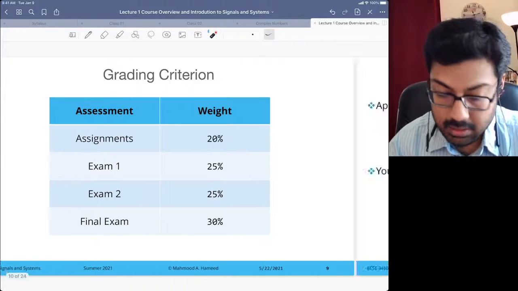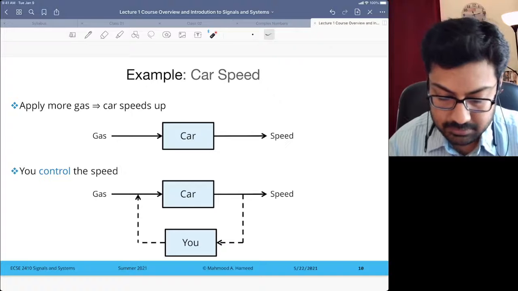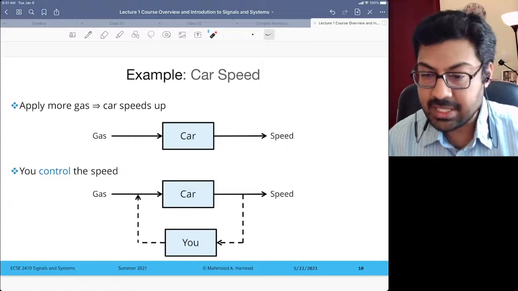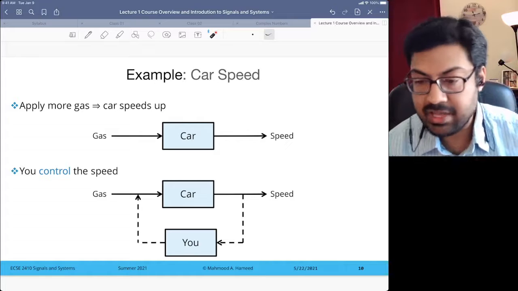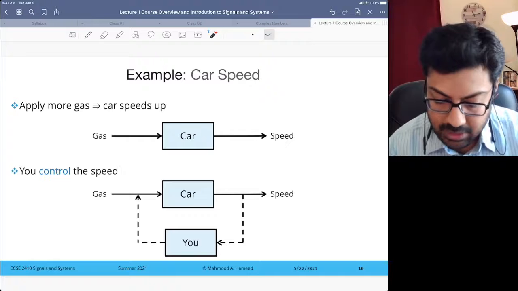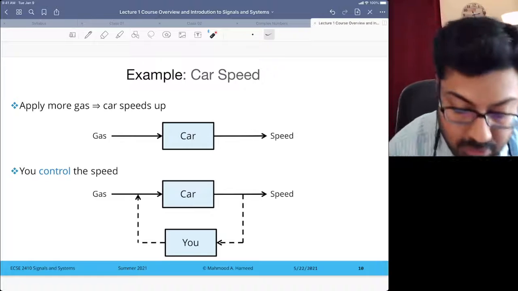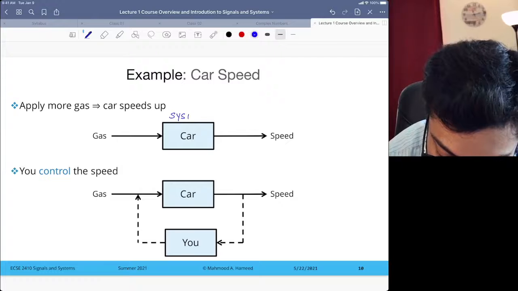Okay, let us move on and start talking about signals and systems. The first thing that we'll talk about is a car. We are just giving an example here to look at what is a signal. Our system is a car here, right? So our system right now is the car.